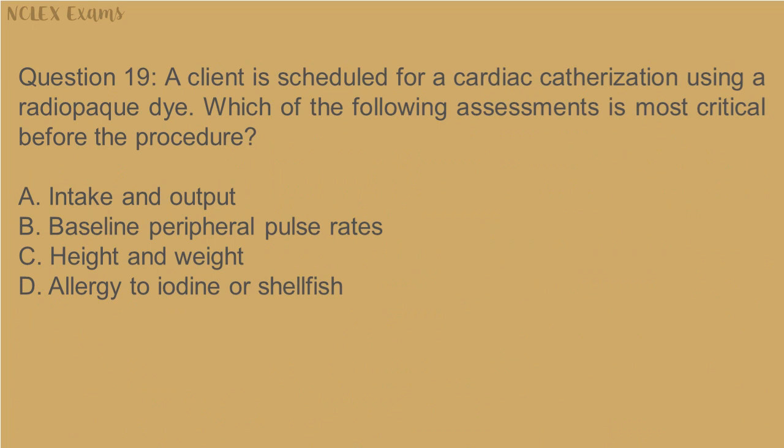Question 19. A client is scheduled for a cardiac catheterization using a radiopaque dye. Which of the following assessments is most critical before the procedure? A. Intake and output. B. Baseline peripheral pulse rates. C. Height and weight. D. Allergy to iodine or shellfish.